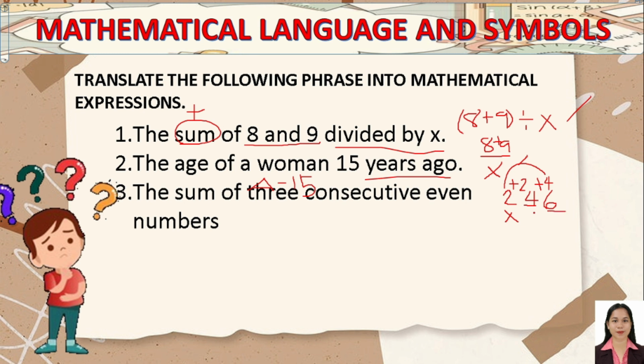So, if we are going to let x be the first even integer, what would be the second integer? Ano yung inadd natin dito? We have 2. So we have to write this as x plus 2. Then, the third integer is 6 here, and we add 4 to get 6, so therefore, x plus 4.